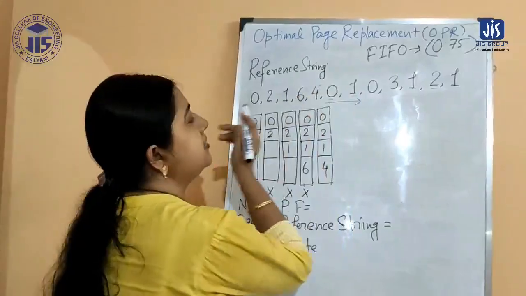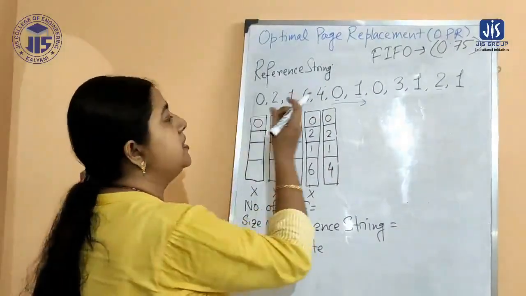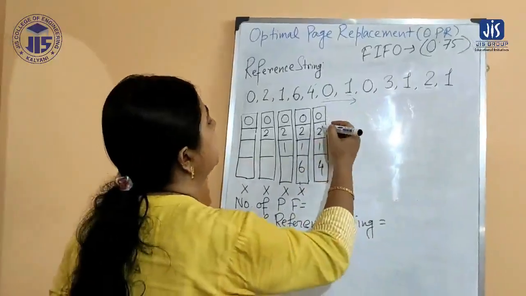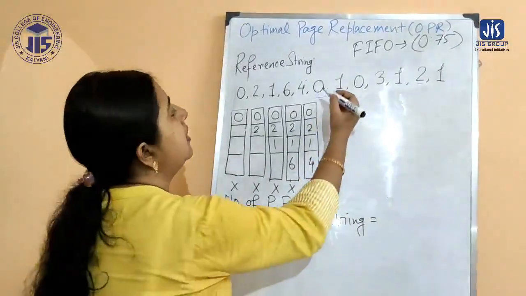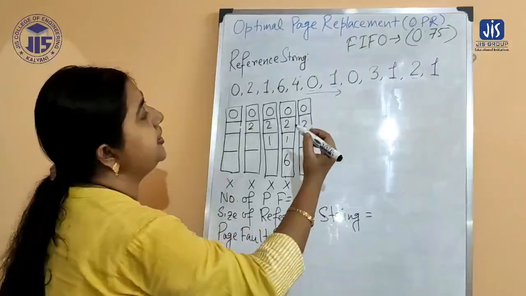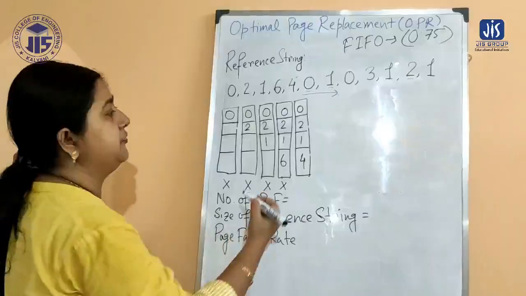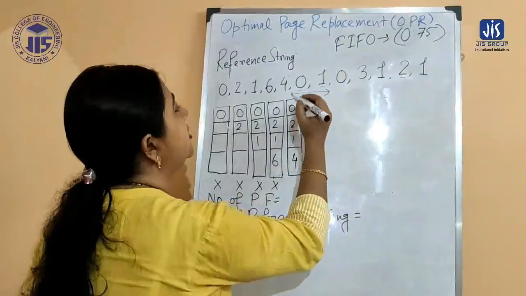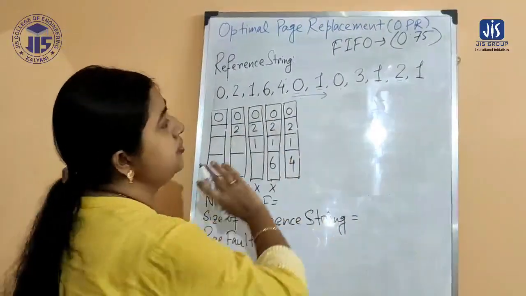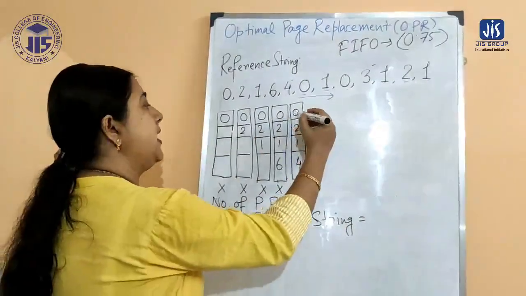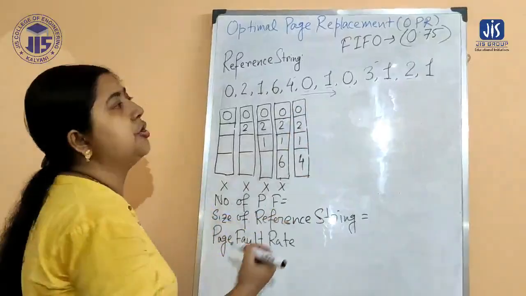Now the next reference is 0. 0 is already in my memory, so I don't need to generate any page fault for that. Now 1. 1 is also in my memory, so no page fault is needed. Then 0. 0 is already there. So up to now no page fault. Now comes 3. Again I am searching for 3, but 3 is not here.